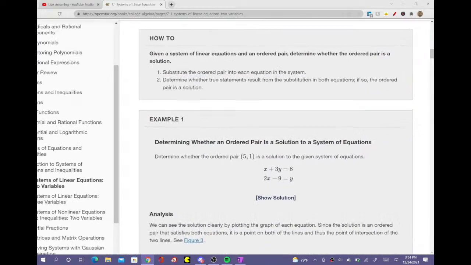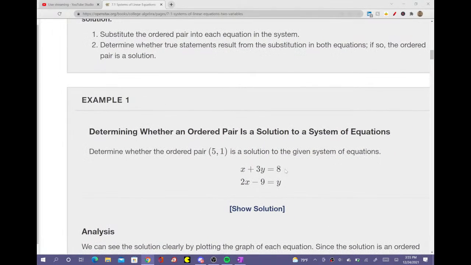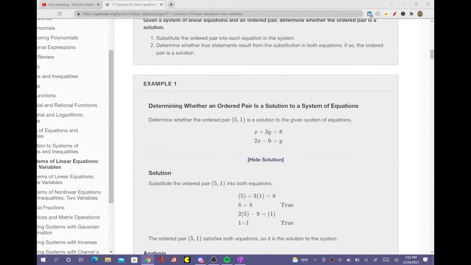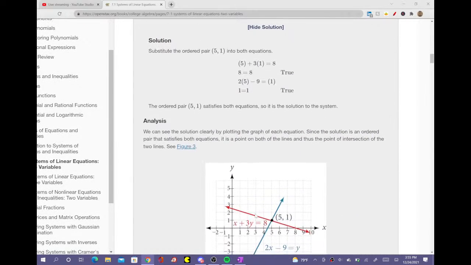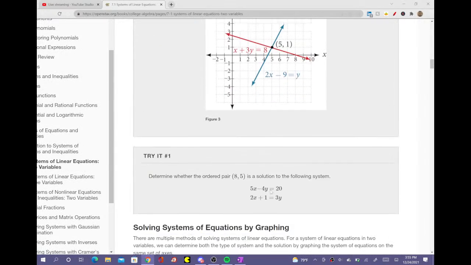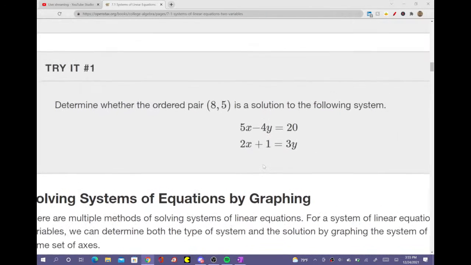so determining whether the ordered pair is a solution to a system of equations. Determine whether the ordered pair 5, 1 is a solution to the given system of equations. We're going to go ahead and check the solution. So you see here that they plug in x equals 5 and y equals 1 to see if it's true, and as you can see, they're both true. And here's the sketch for it. At 5, 1 is where they intersect. So we're going to do a try it.